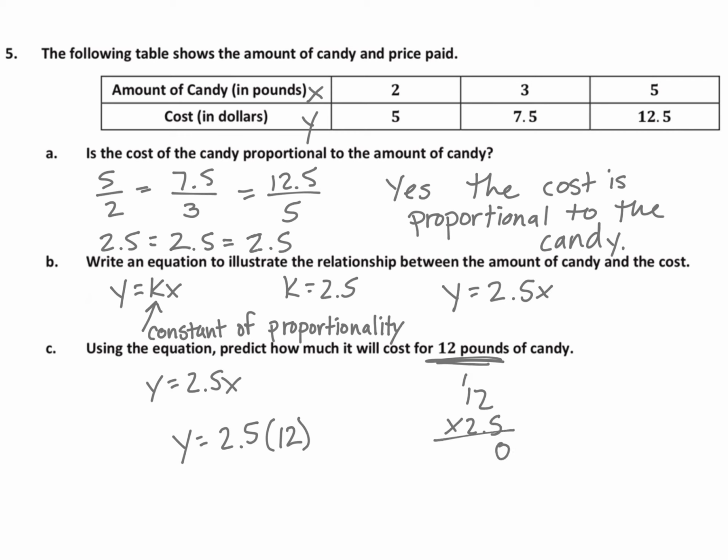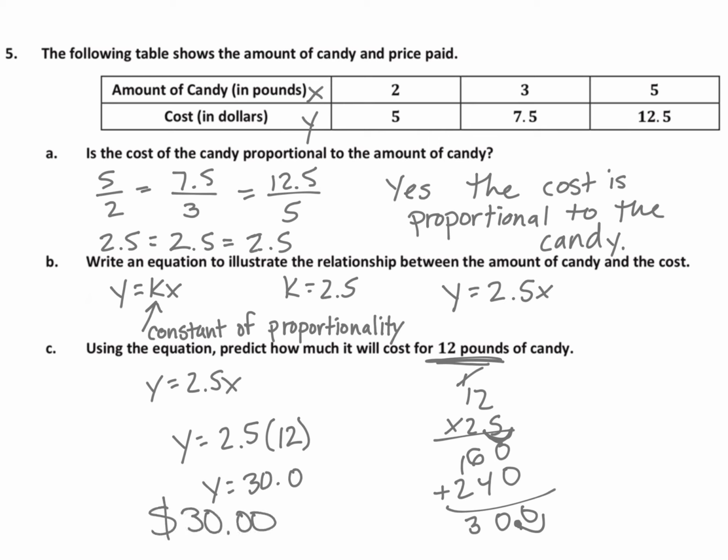5 times 2 is 10. 5 times 1 is 5, plus 1 more makes 6. Use that place value spacer. 2 times 2 is 4. 2 times 1 is 2. That comes out to 3. We had 1 decimal in our question, so we need 1 decimal in our answer. So it costs $30 for 12 pounds of candy.